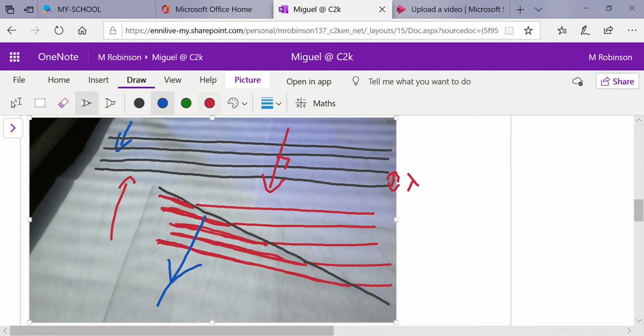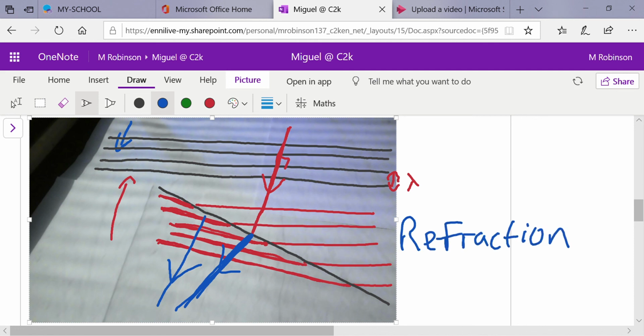So before the waves hit this boundary, they're going that way, and after they are going more in that direction there. And that change of direction is called refraction.